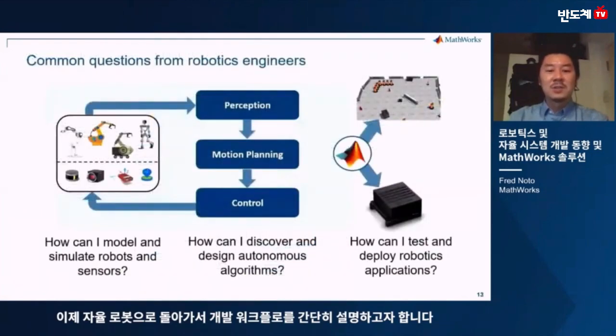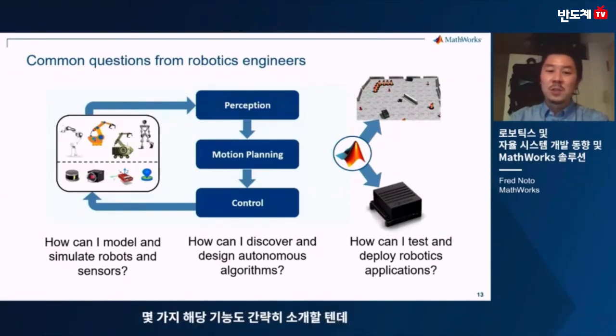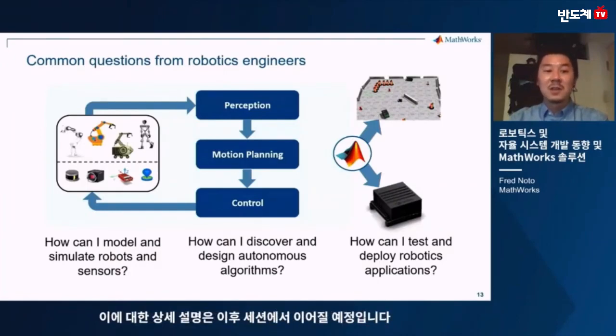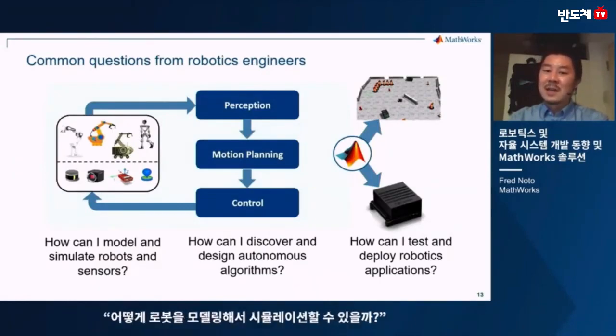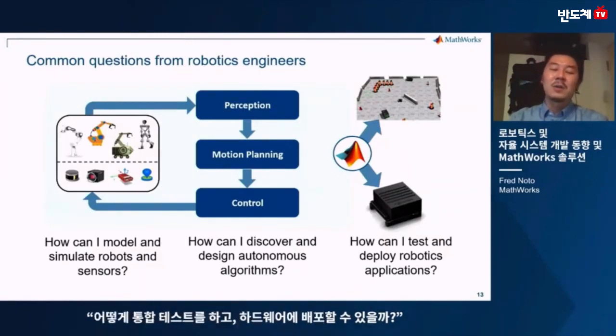Now, I want to come back to the autonomous robots and give a simple overview of the development workflow. This will be a brief introduction to some applicable capabilities, but today's upcoming sessions will go into more details for many of the topics. When building autonomous robots, it's difficult and oftentimes high risk to build and test directly with hardware. So engineers ask the questions: how can I model and simulate robots? How can I design autonomous algorithms? And how can I perform integrated tests and deploy to hardware?